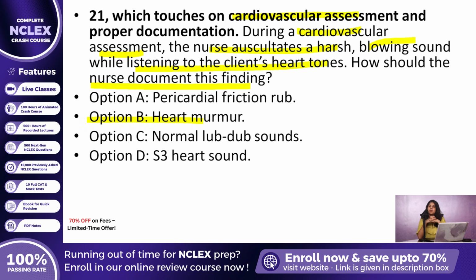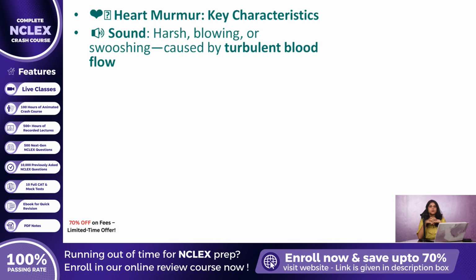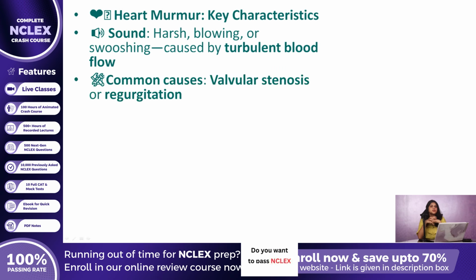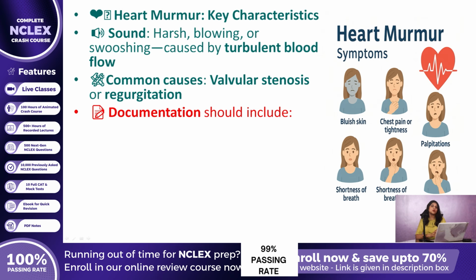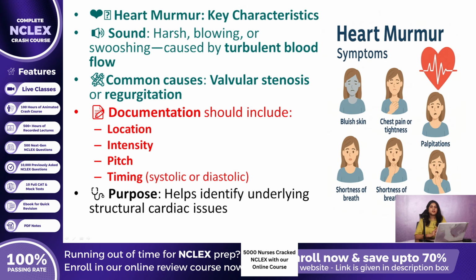Here is why. A heart murmur is described as a harsh, blowing, or swooshing sound created by turbulent blood flow, usually due to structural defects like valvular stenosis or regurgitation. It is important to document murmurs based on location, intensity, pitch, and timing, such as systolic or diastolic.